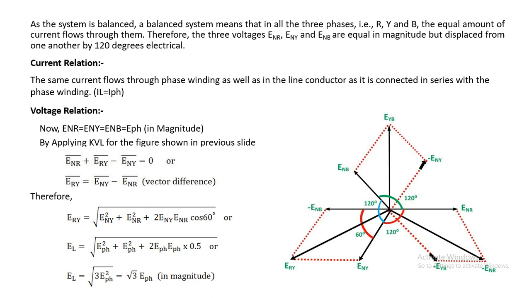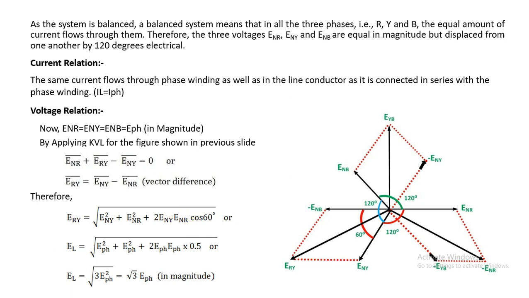Here we are taking the parallelogram theorem and applying the cosine rule. Then we are getting VRY, that is equal to ENY square plus ENR square. Even though it is minus, within the square minus will become plus. Actually here we are getting a minus 2 ENY ENR cos of the angle between ENY and ENR.